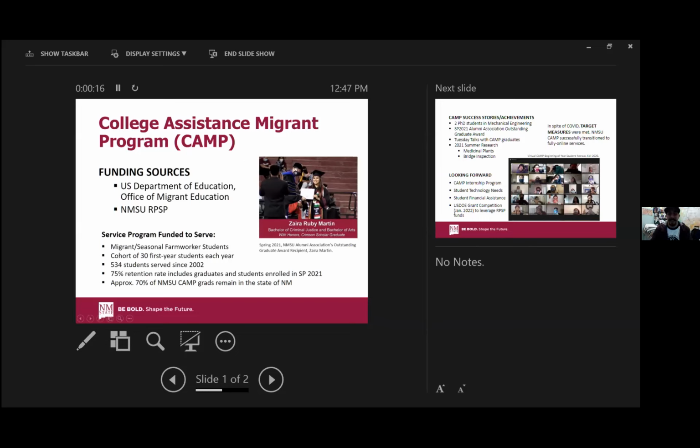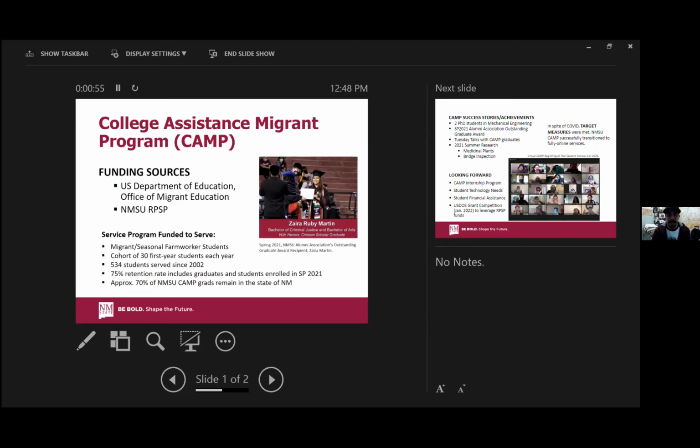Okay, so my name is Ricardo Trejo. I am the recruitment and outreach coordinator for the College Assistance Migrant Program at New Mexico State University. NMSU CAMP is a federally funded program that supports migrant and seasonal farm working students. NMSU CAMP has been at this university for 20 years now, since 2002. This is CAMP's 20th year anniversary, so we're very excited here on campus to be in the community for 20 years. I myself was a part of this program, so I'm very happy and honored to be working now with the CAMP program.